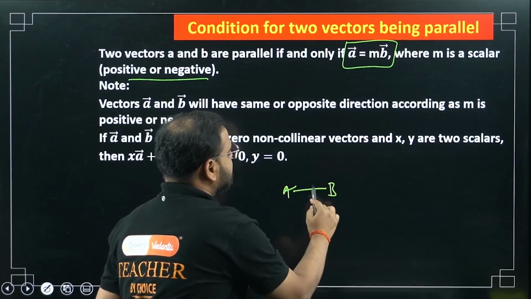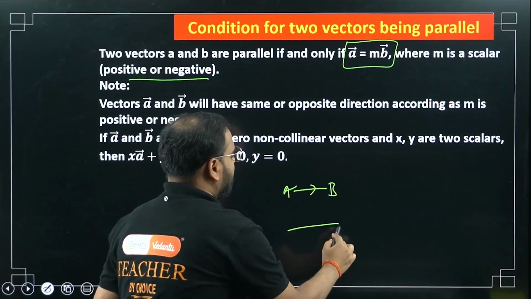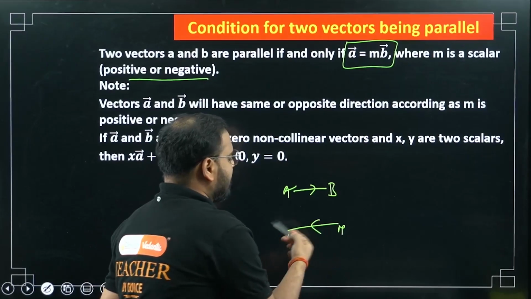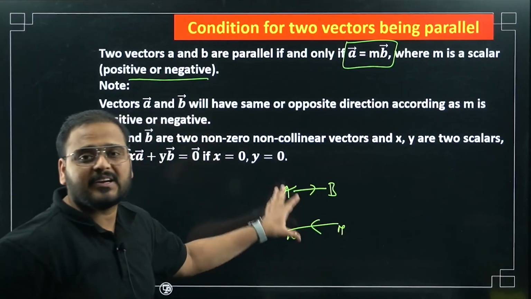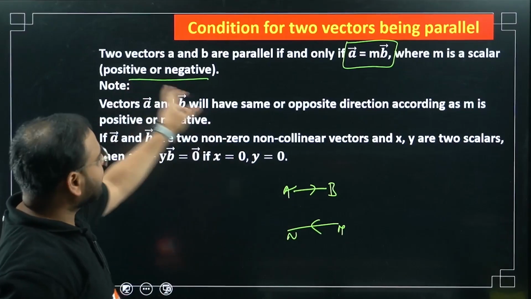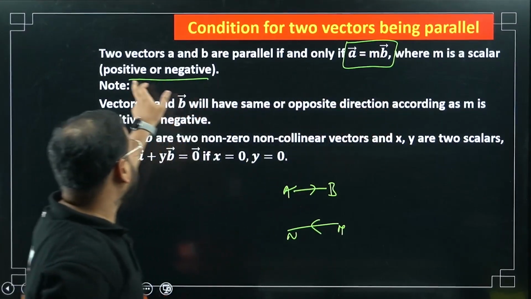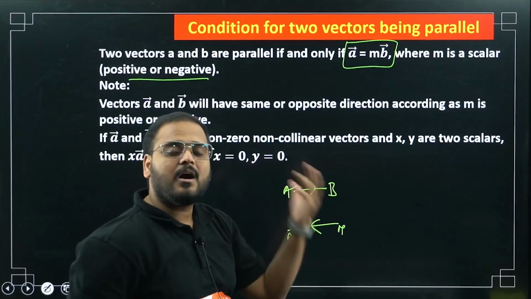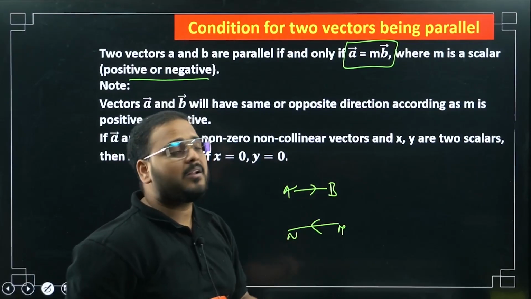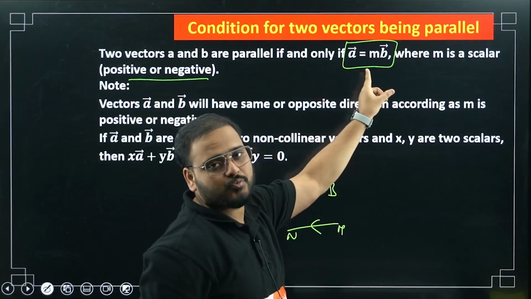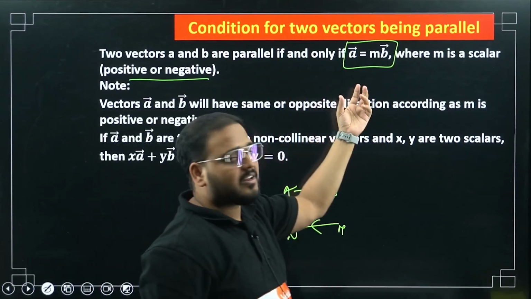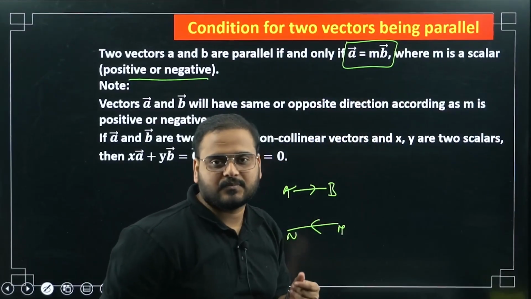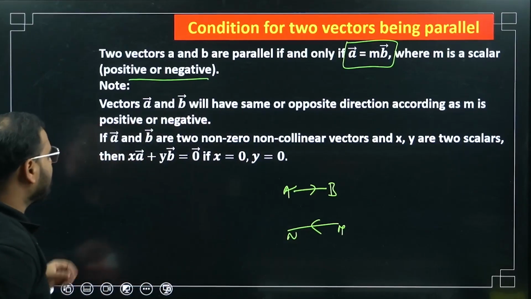AB like this, or I can write it as MN like this. Even though it's going this way, it doesn't mean it's not parallel. It is in the opposite direction, but the vectors are parallel. That's why the scalar m can be either positive or negative. Both are cases for vectors to be parallel, provided this condition is true. What's the condition? One vector must equal the scalar multiplication of a real number with the other vector.